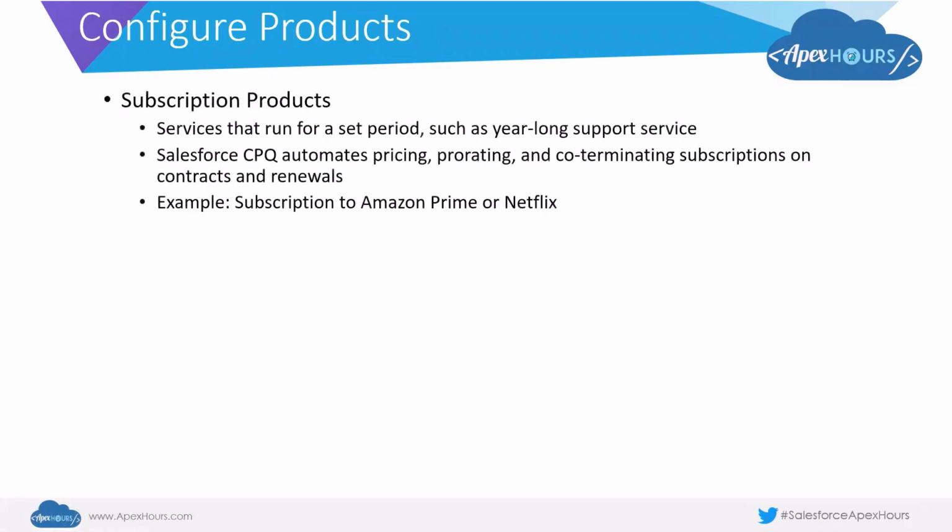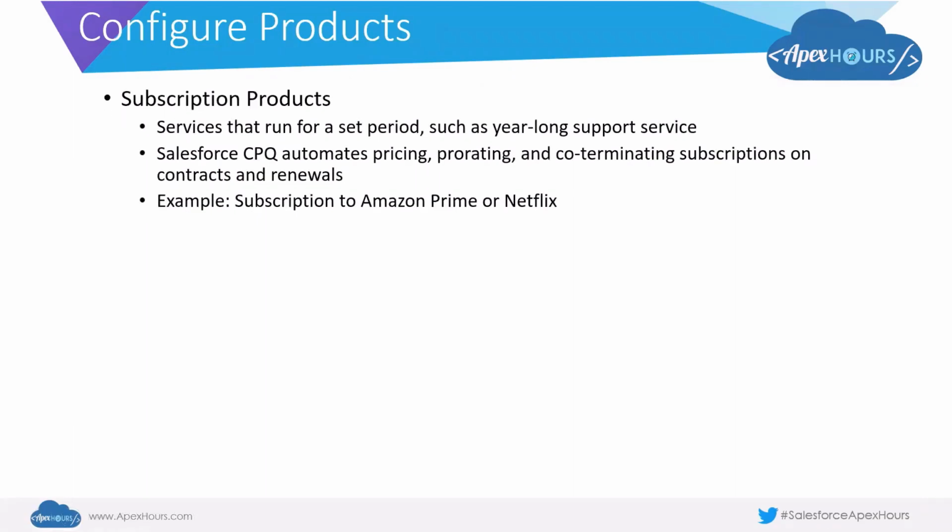Moving on to the subscription products, which we have covered in detail. Just to summarize, subscription products are services that run for a set period, such as a year-long support service. And like I mentioned, a subscription to Amazon Prime or Netflix is a very good example here. So Salesforce CPQ automates pricing, prorating, and co-terminating subscriptions on contracts and renewals.